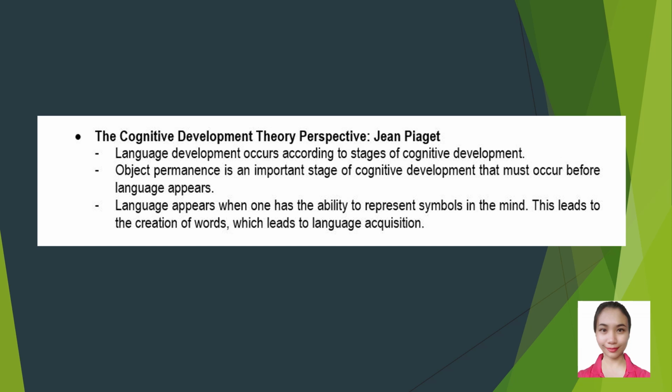So Jean Piaget's theory of language development suggests that children use both assimilation and accommodation to learn language. When we say accommodation, this is the act of fitting or adapting, or the state of being fitted or adapted. When we say assimilation naman, this is the absorption of new ideas into an existing cognitive structure.